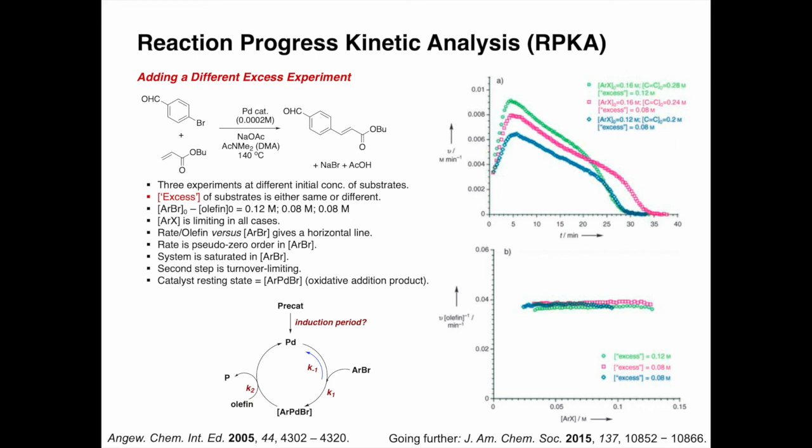Plotting rate divided by olefin concentration versus the concentration of RL bromide shows horizontal lines in all three cases. And you can see this on the bottom graph on the right hand side of this slide. The reaction is pseudo-zero order in RL bromide. The second step in the catalytic cycle shown on the bottom left is likely to be turnover limiting, and the oxidative addition product shown at the 6 o'clock position on the cycle is the catalyst resting state. You can read a lot more about the RPKA methodology at the references provided.